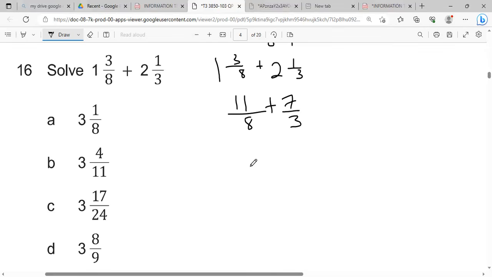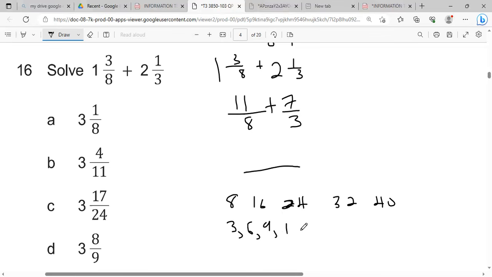Find our LCM, which is 24. If you don't know how to find the LCM, this is how you do it. You just keep adding 8. So 8 plus 8, that's 16. And you add 8 to 16, which gives us 24. Add the next 8, 32, and 40. And you do the same thing for 3, right? Because what you're doing, you look to see which number would come in both of them. And that's what is common.